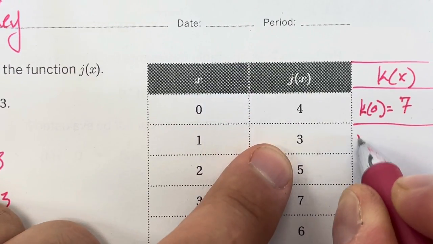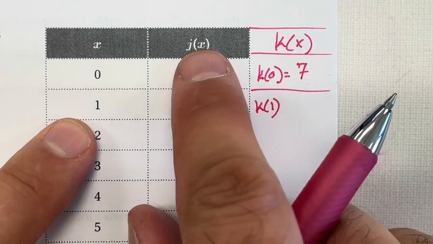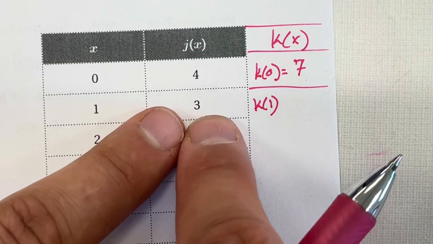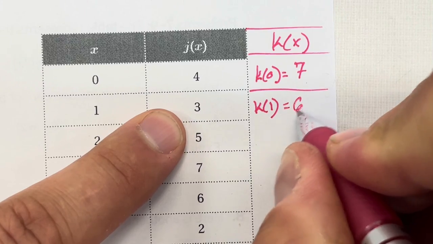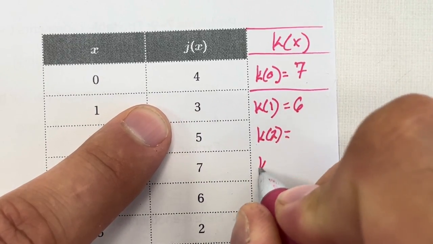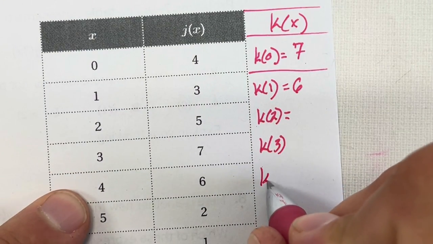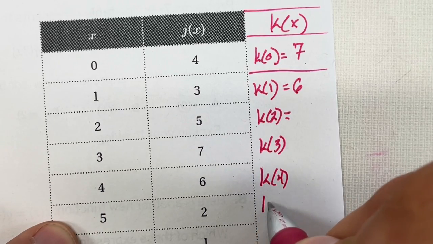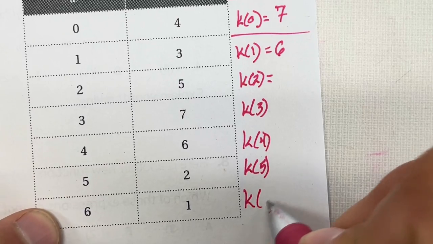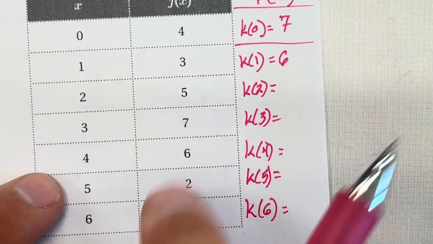And the next one, to find k of 1, we're going to go to the j function, find its value at 1, and then increase it by 3. 3 plus 3 is 6. I'm just going to keep saying this over and over so that we're hearing how we talk about functions. This is all just patterns, and it becomes easy to see that this is all we're doing.